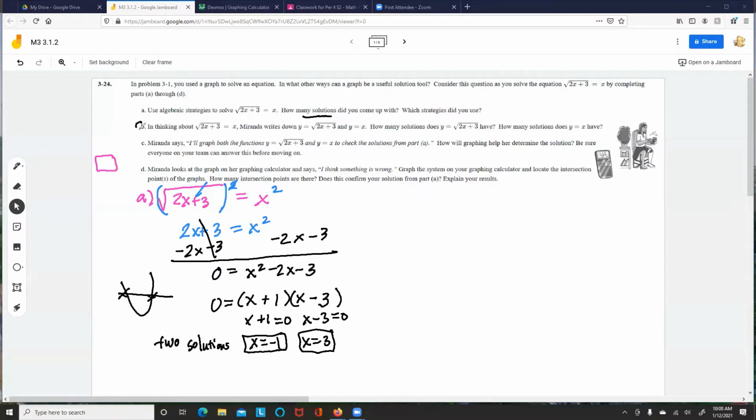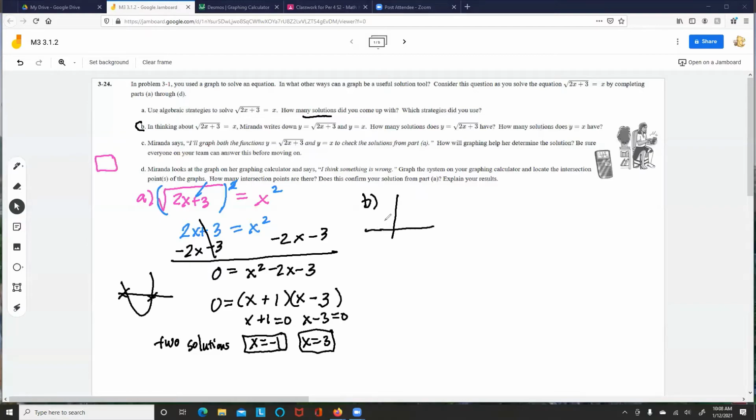Okay, part B here. In thinking about the square root of 2x plus 3 equals x, Miranda writes down y equals the square root of 2x plus 3 and y equals x. How many solutions does y equals the square root of 2x plus 3 have? How many solutions does y equals x have?